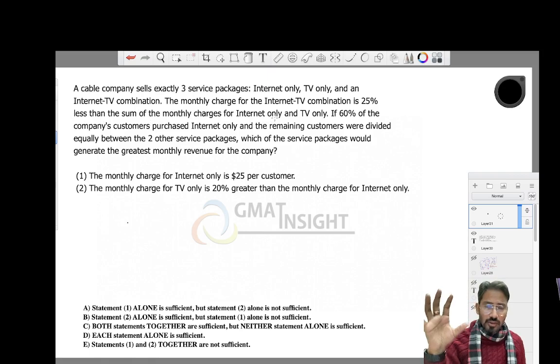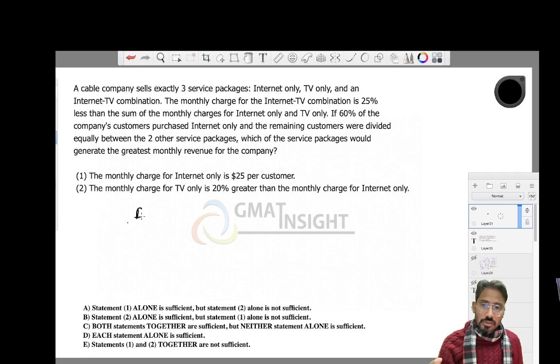Now, when we have a lot of information, the suggestion is that you should always take a note of it, because you may not be able to retain the entire information appropriately, and you don't want to read the question again because it consumes a lot of your time, right? So we have internet only, TV only, and the combination of both. The monthly charge for the internet TV combination, that means the both, is 25% less than the sum of monthly charges for the internet and TV only.